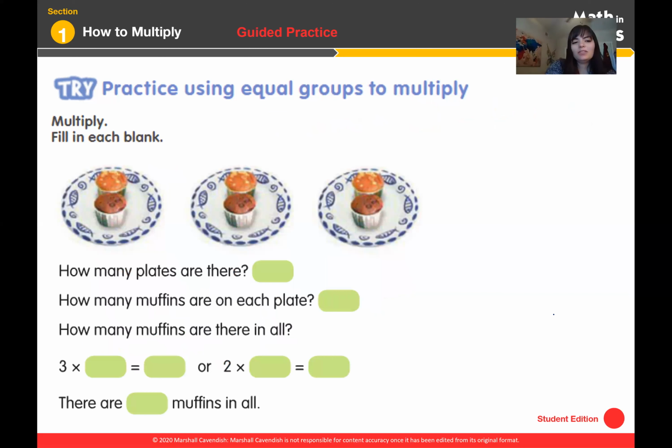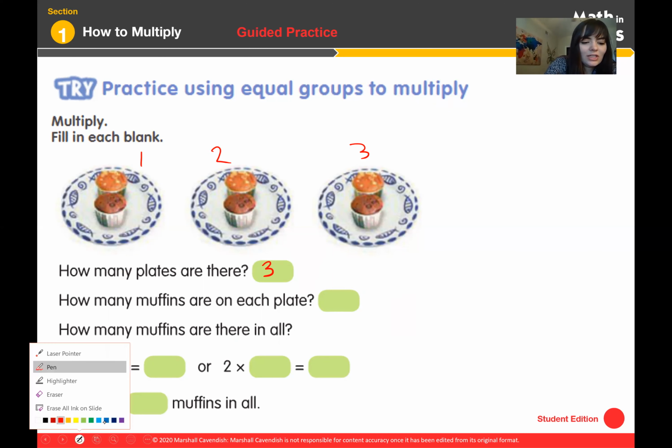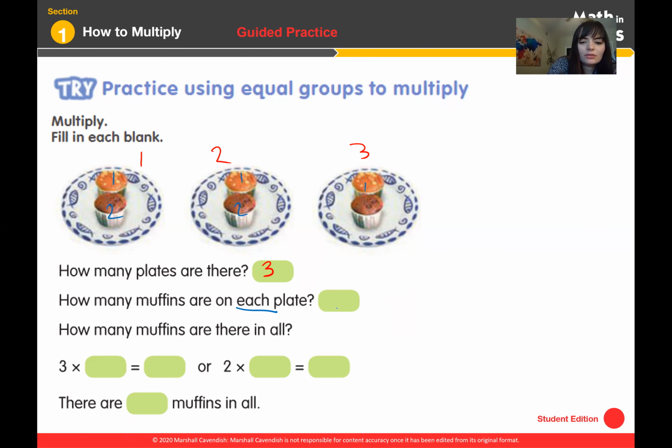First thing I need to ask myself on this one, it says how many plates are there? Let's go ahead and count the plates. 1, 2, 3. How many muffins are on each plate? Each is our key word. 1, 2. 1, 2. 1, 2.